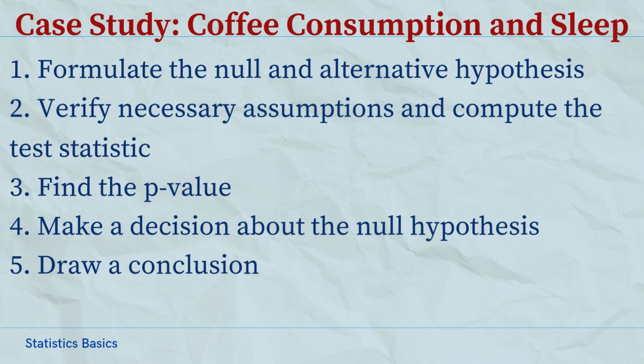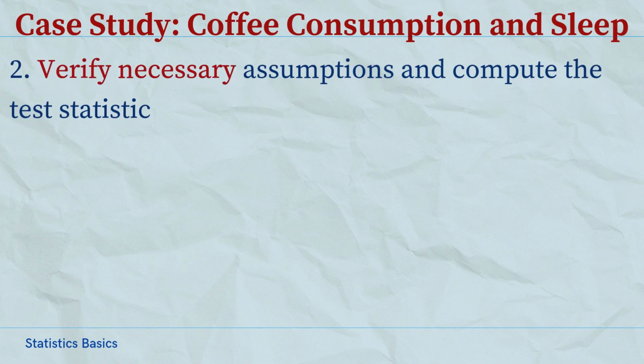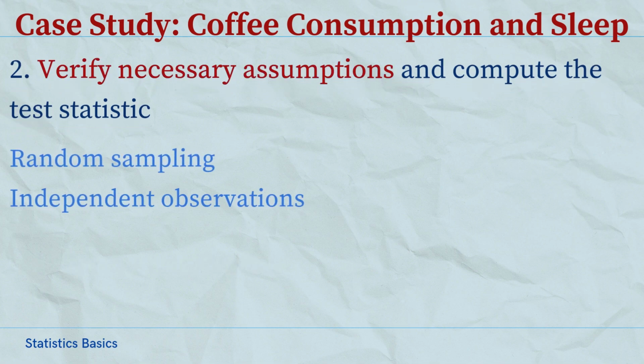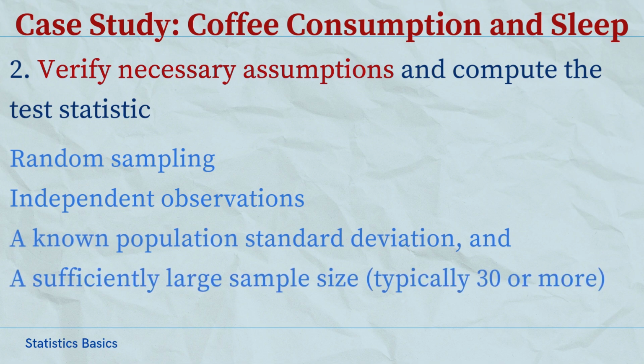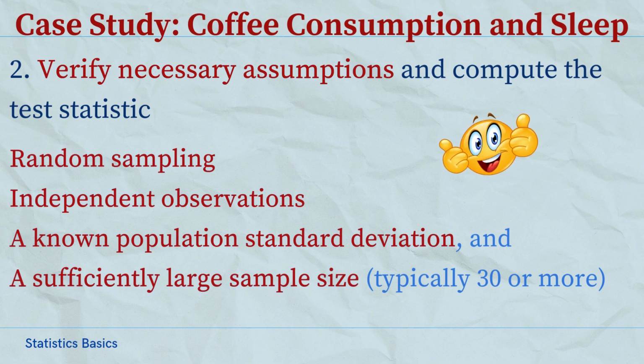To ensure the validity of the one-sample z-test, we need to verify a few key assumptions: random sampling, independent observations, a known population standard deviation, and a sufficiently large sample size, typically 30 or more. In our case, the coffee shop owner used random sampling. We can reasonably assume the sleep durations are independent, the population standard deviation is known, and the sample size exceeds 30. Therefore, we can confidently proceed with calculating the test statistic.